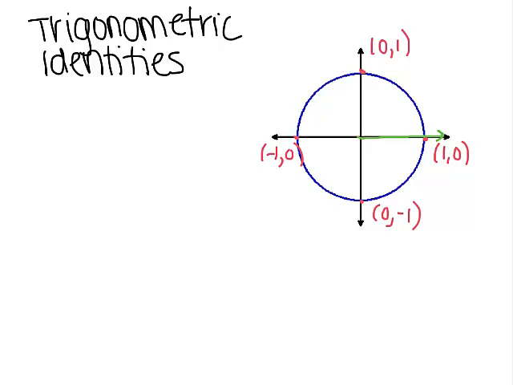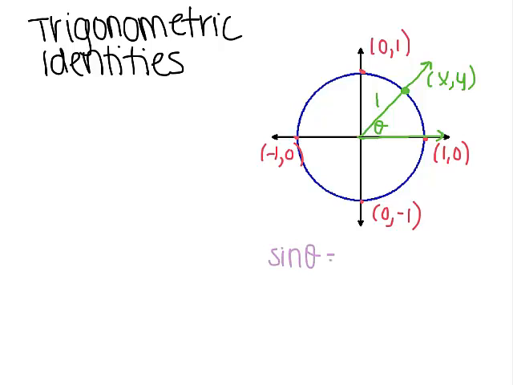So we always start in the positive x-axis, and there we have our angle, and it's intersecting the unit circle here at the point x comma y. Okay, we're going to call that theta, and remember that the radius of the unit circle is always 1. So what I'm going to do is ask you what the sine of theta is.